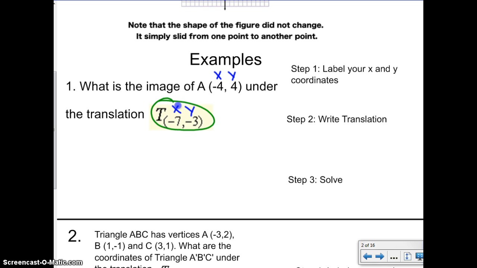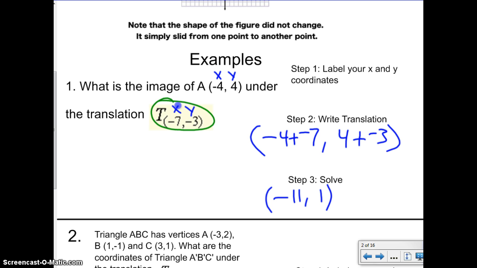Once you write both of those down in step one, step two becomes pretty easy. To write the translation, we just add our X's and we add our Y's. So we're going to do -4 plus -7, and we're going to do 4 plus -3. And now you just solve it. So -4 plus -7 is -11. And 4 plus -3 is 1. The translations are pretty simple. You just match up your X's and Y's, add them together, you're good to go. Let's see a second problem.